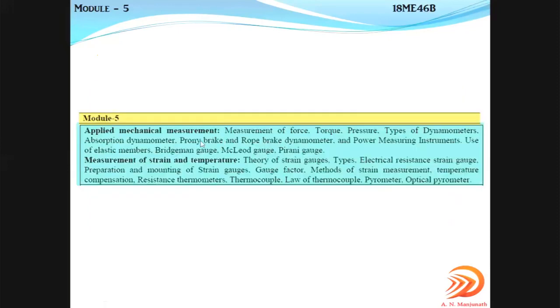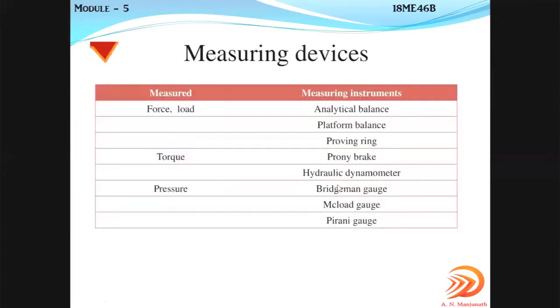Here you can see pony brake dynamometer, dynamometers, McLeod gauge, Pirani gauge, right? Again, all these things you can observe here with respect to force and load, with respect to torque, with respect to pressure. These are some of the measuring instruments we will be discussing in this module: how to use them, and what is the use of these types of measuring instruments, right?